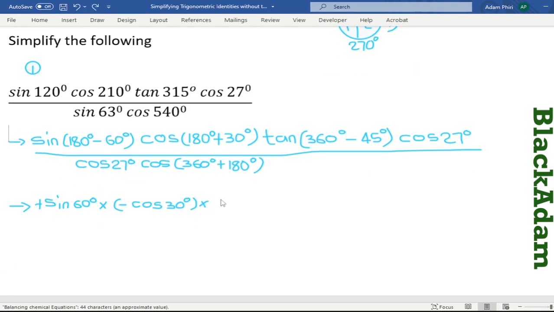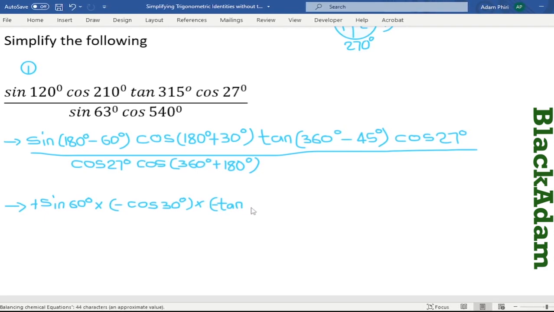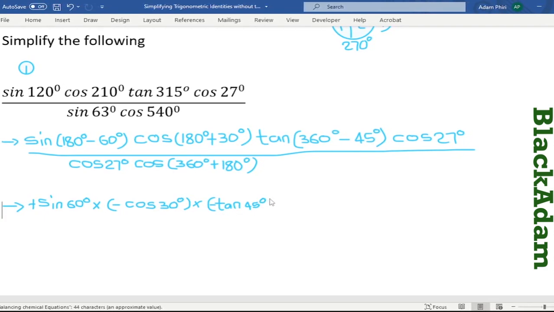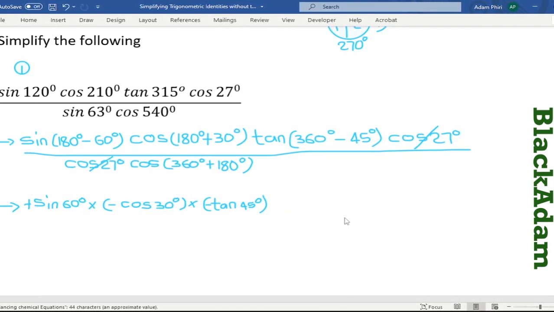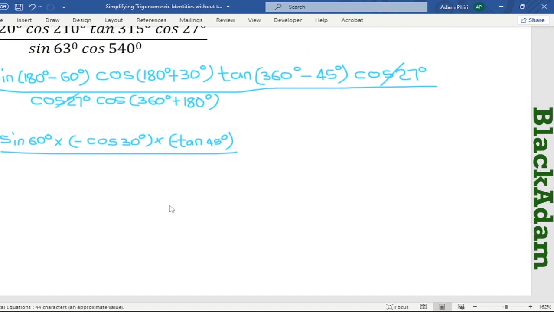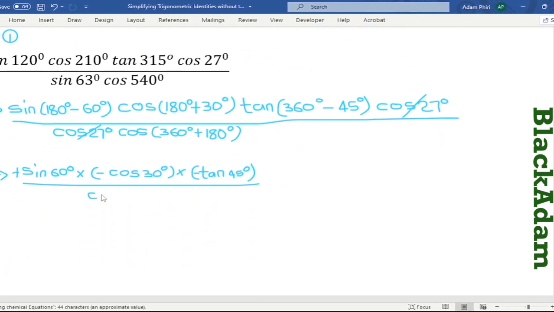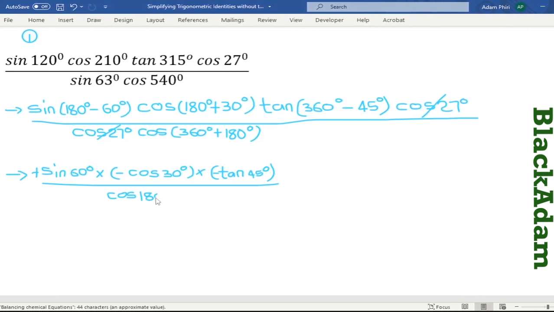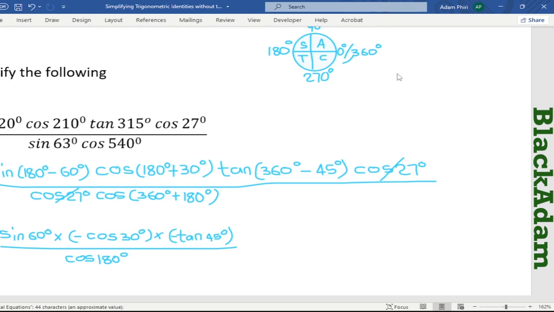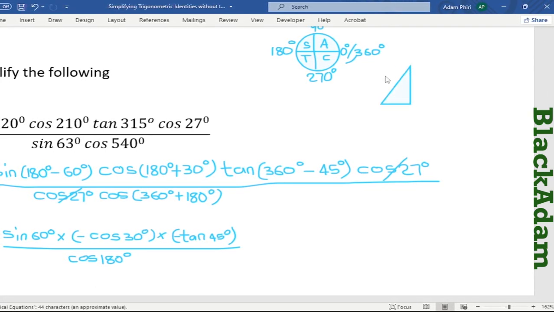Alright, so negative cos 30 degrees, and we have multiplied by tan of 360 minus 45 degrees, that's going to be negative tan 45 degrees. So we check the signs before we continue. So that will be cos 27 degrees over cos 27 degrees, they cancel out, so we are left on the numerator with cos of 360 degrees plus 180, so that would be cos of 360 plus, that's positive, so that would be cos 180 degrees.